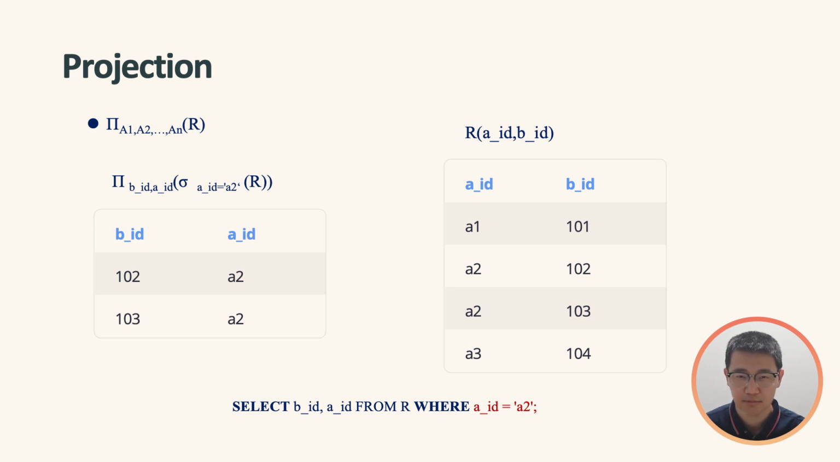Essentially, this corresponds to the SQL command select attribute names from relation or table, where specific conditions are set.